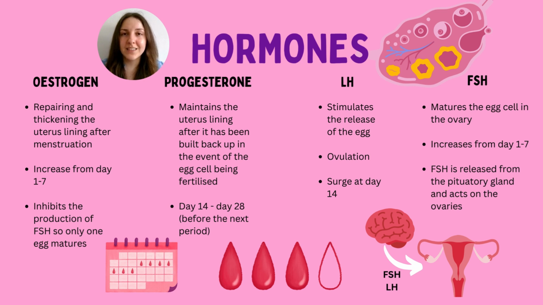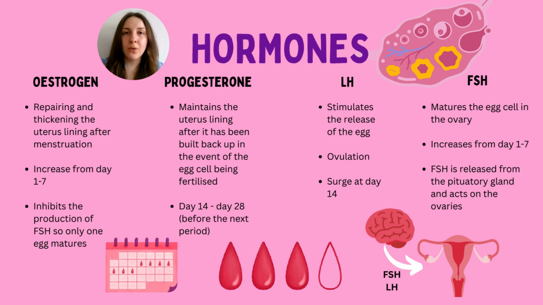So again, like I said, FSH is released by the pituitary gland, that master gland, and it acts on the ovaries. So FSH essentially happens just before day 14, and therefore it causes that egg cell to be mature and ready to be released. And therefore, when we get to day 14, the egg cell is released and the egg cell moves from the ovary into the fallopian tube, ready for the sperm cell to join and meet it.